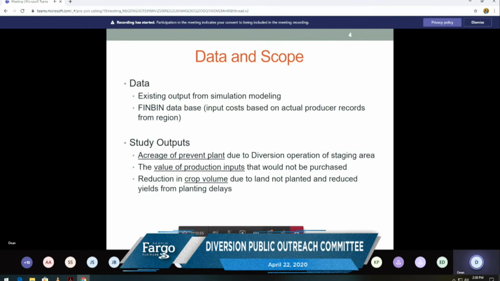All of the output that we're using here comes from the simulation modeling that was covered in fairly good detail in the last meeting. We did add a database that looks at input costs from actual producer records. That's important. That data is not an estimate, but actual production records. And we're really looking at probably showing you 3 sets of output today. Acreage of prevent plant that the diversion is contributing to, the value of those production inputs that would not be purchased on those lands, and changes in crop volume coming out of the staging area.